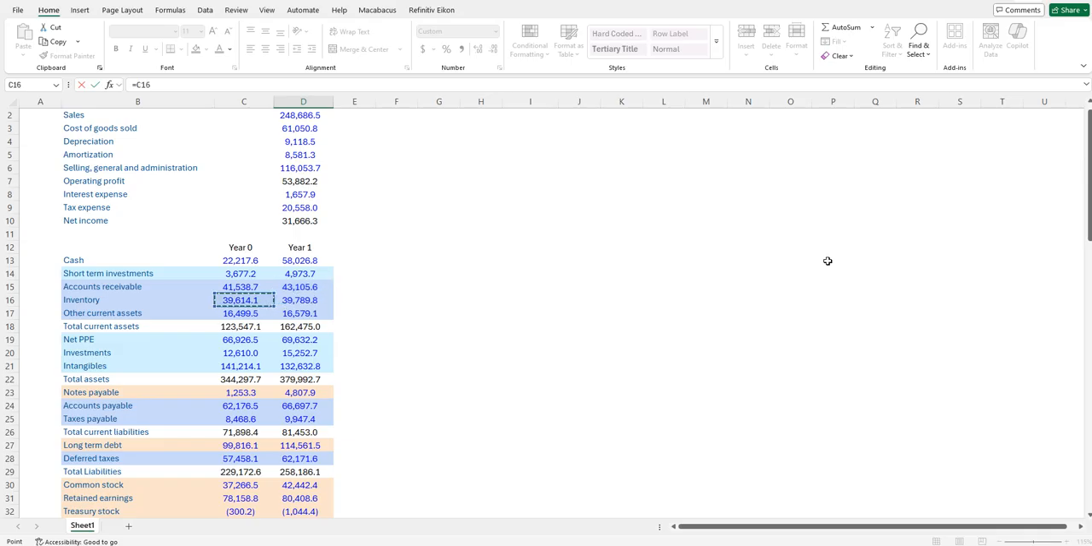So if you see the inventory as well, if you see the increase in inventory, well, that means we spend more cash in order to acquire or purchase inventory, right? Other assets, well, we spend more cash to acquire the other asset, right? So that's why we see the increased figures. We spend cash to purchase this asset, to acquire this asset.